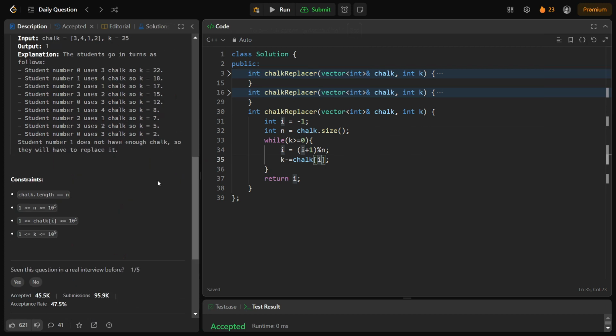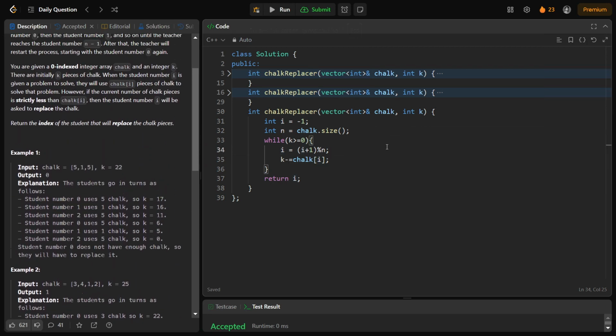10 to the power 9, k could be a billion, and that could lead to a time limit exceeded. Even if you have a single child, you have to go through that single element a billion times just to make sure that he will be the one who will do the replacing. Okay, so now how do we improve this? So the next would be what I would say the optimal approach, and the last one that I'll be showing you is just for fun. So let's see the very next approach.